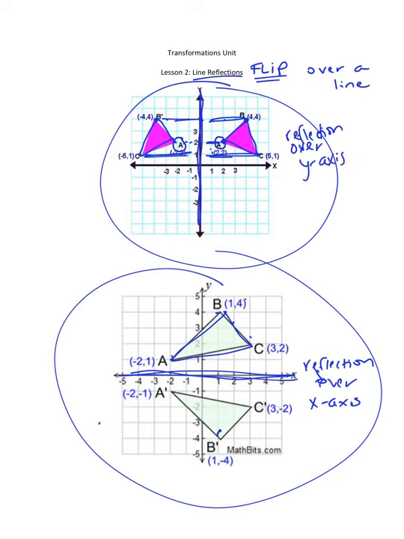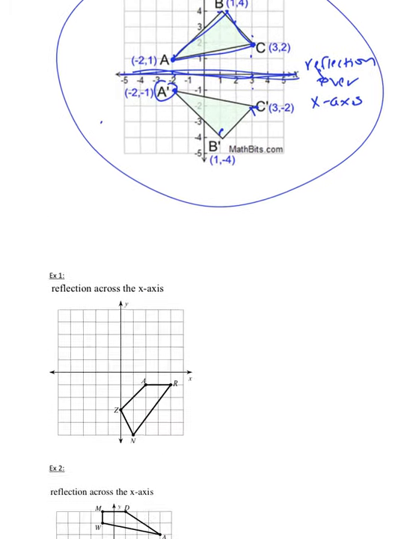And again, you'll notice the same distance away, like A is 1 unit away from the x-axis, A prime is also 1 unit away, but on the other side. C is 2 units away from the x-axis, C prime is 2 units away, but on the other side. So we're going to do some examples like this, and all you're doing is literally just counting the number of units away from that line of reflection.